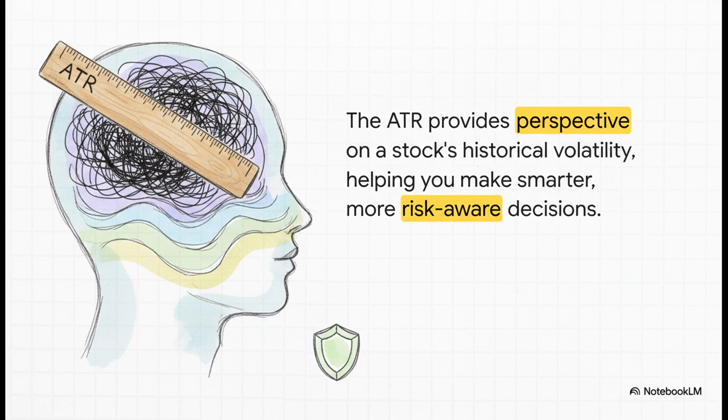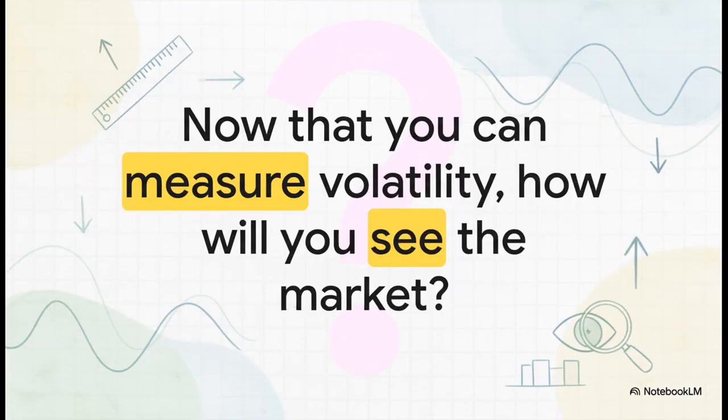And that's really the core of it all. The ATR doesn't predict the future. It provides perspective. By giving you a clear, simple measure of a stock's typical behavior, its personality, it helps you make smarter, more context-aware, and ultimately more risk-aware decisions. So we'll just leave you with this question to think about. Before, the market's mood might have seemed totally random and chaotic, but now that you know there's a ruler to measure it, how is that going to change the way you see the market?